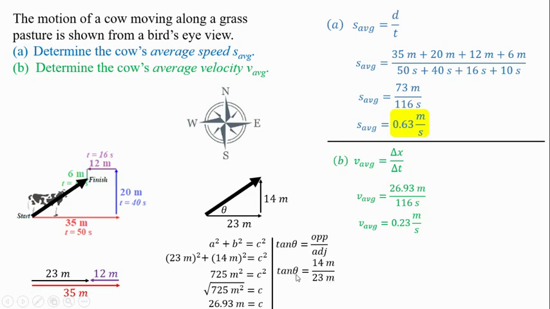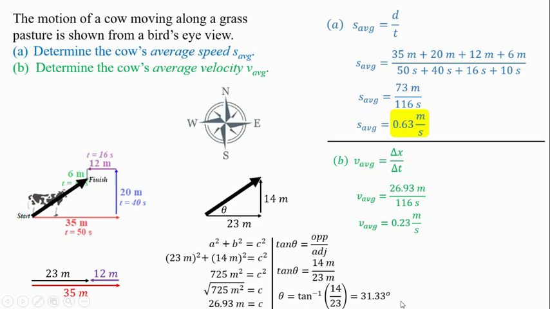But then to solve for theta, we must use inverse tan on our calculator. So theta is going to equal tan inverse. It's important that you use the tan inverse function here on your calculator, of 14 over 23. Make sure you use parentheses on your calculator. And then you should get a value of about 31.33 degrees.